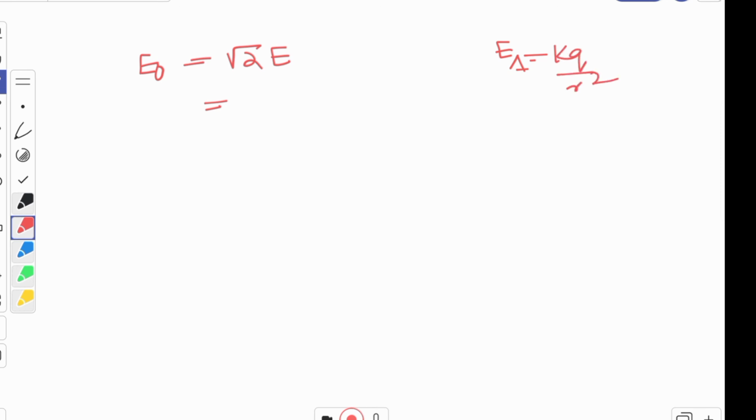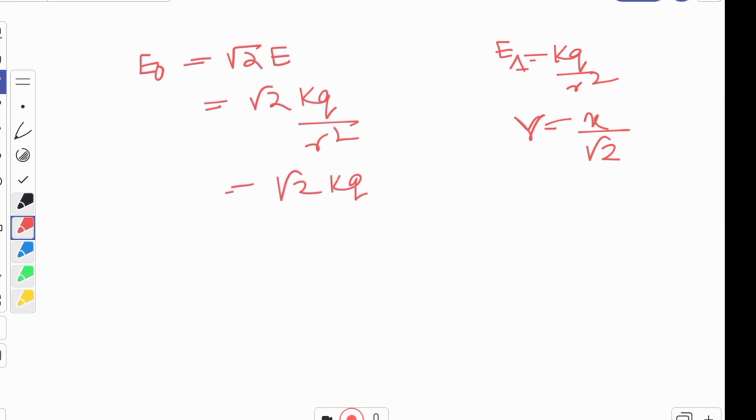Okay, and what we got? R is equal to x by root 2. This thing we got just now. Okay, so we will now put the value. So root 2 k q by r square finally. So what is r square? We'll write root 2 k q by x by root 2 whole square. So finally net electric field at point O will be root 2 k q into 2.